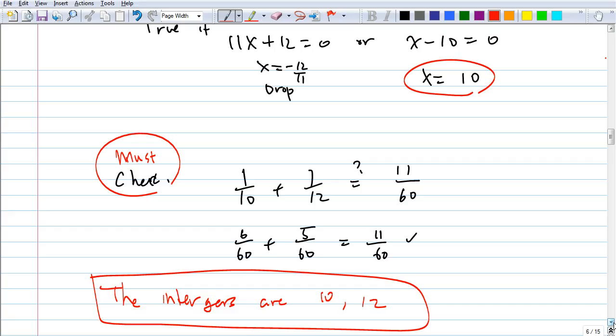Right, guys? Where did we get 12 from? These are two consecutive even integers. So if x is 10, the other number must be 12. Correct? Any questions?